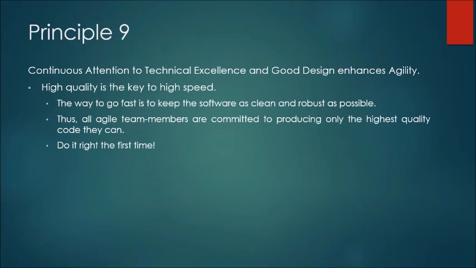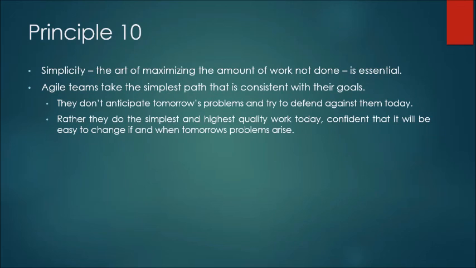Principle number 9. Continuous attention to technical excellence and good design enhances agility. High quality is the key to high speed. The way to go fast is to keep the software as clean and robust as possible. Thus, all agile team members are committed to producing only the highest quality code they can and do it right the first time.